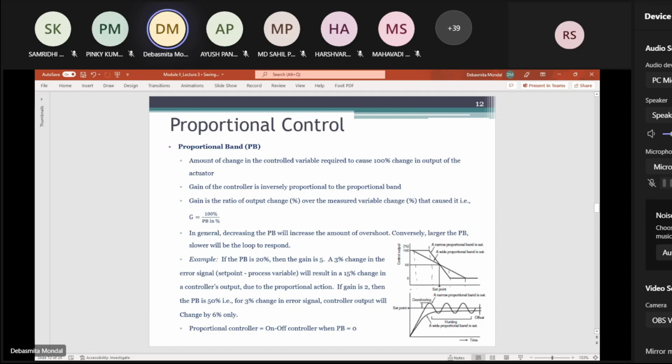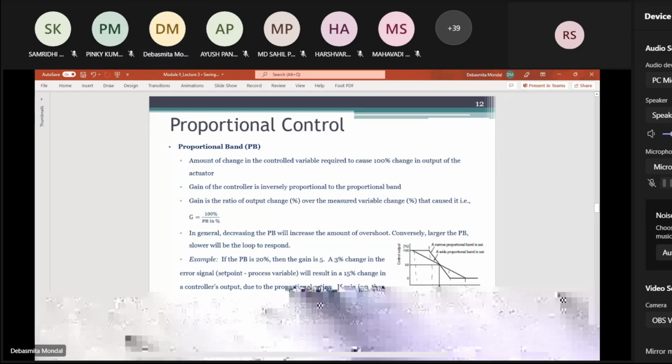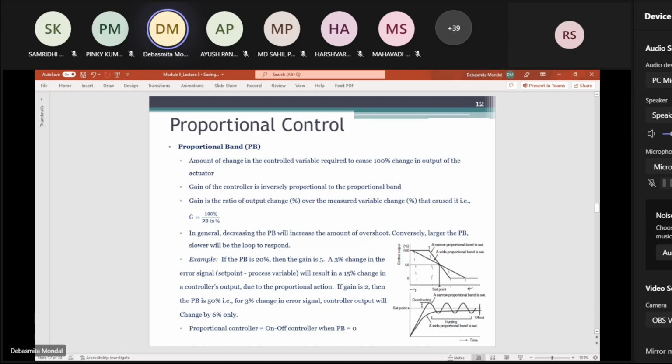But if you have a wider proportional band, then in order to get a 100% change in the output, the control variable has to vary by a large amount.